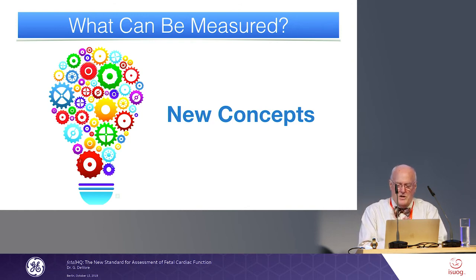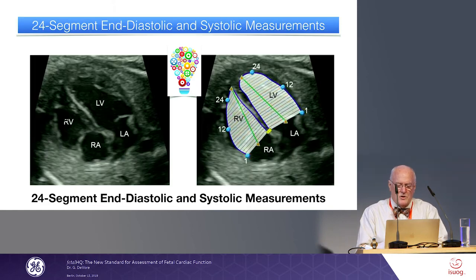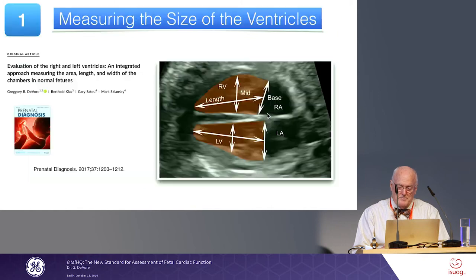Now we're going to talk about the measurements, new concepts. As I go through this, you'll see some things that have never been reported before that I think are very useful. So let's do this. First of all, the 24-segment diastolic and systolic measurements. So this is the four-chamber view. This is the graphical overlay of that four-chamber view. You see we divide the heart into 24 segments equidistant from the base to the apex. We can obtain the length as well of the chamber, and we can also compute the area. So this is what's done automatically. From that, we can derive a number of things.